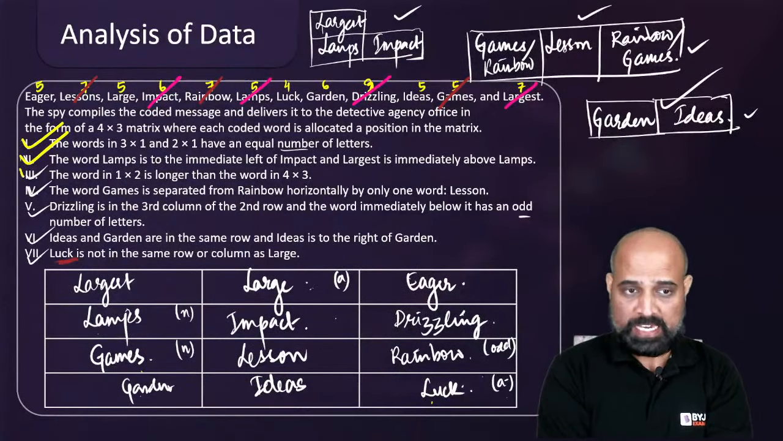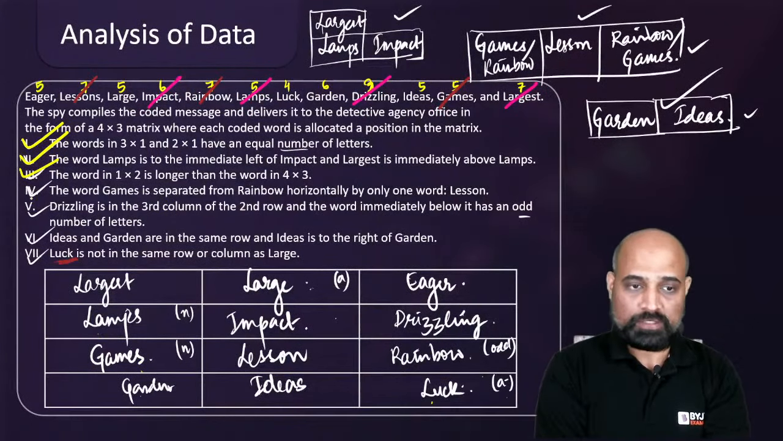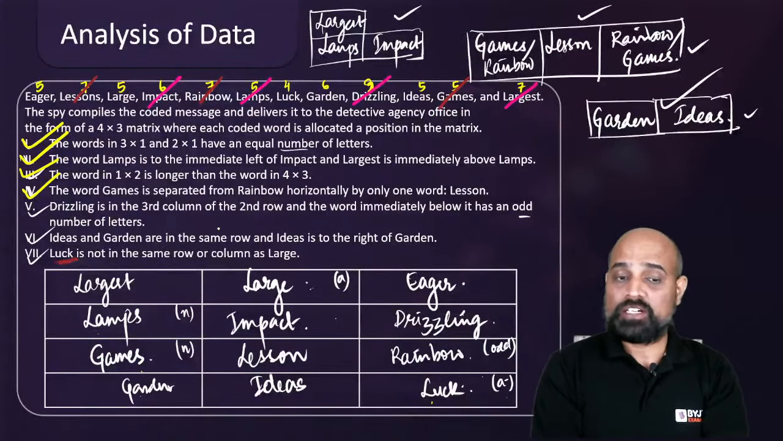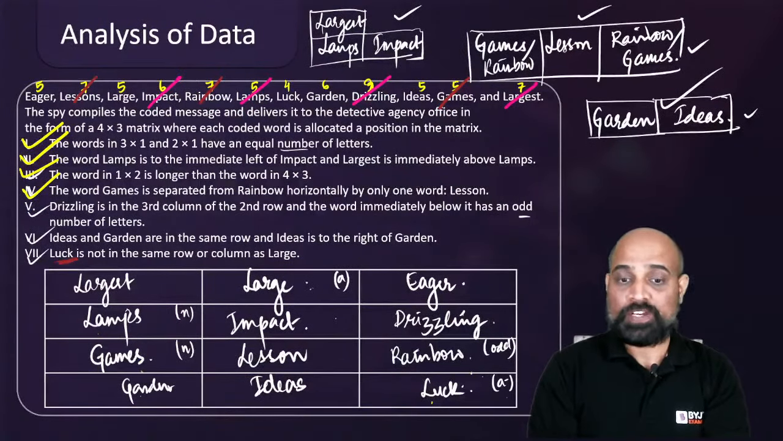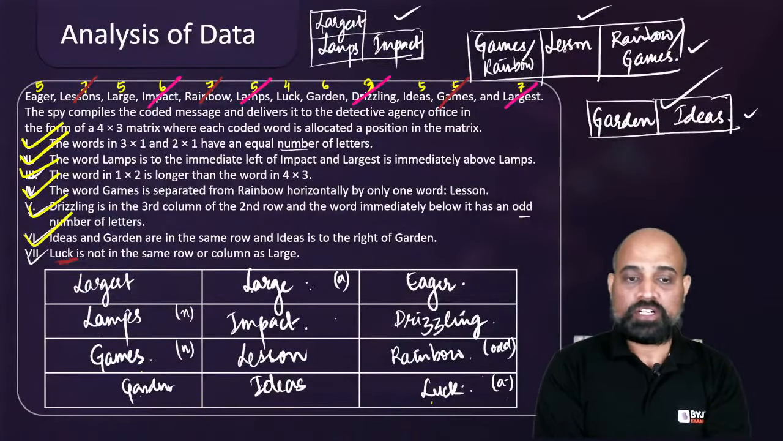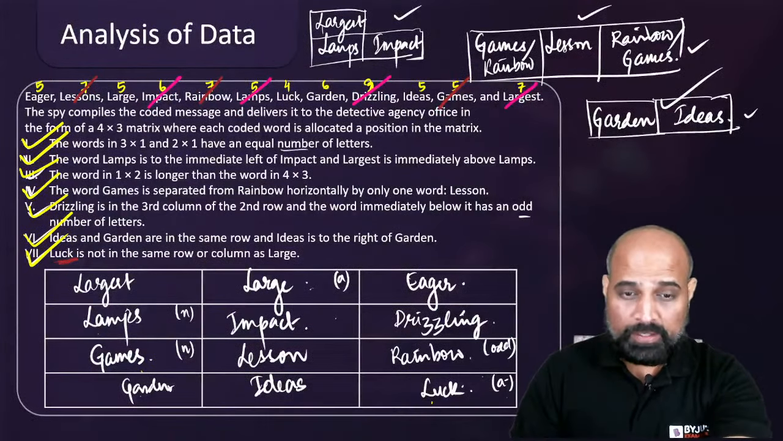The word in the first row and second column is longer than the word in the first row and third column: luck and large. Yes. The word games is separated from rainbow horizontally by only one word, which is lesson. Yes. Drizzling is in the third column of the second row, and the word immediately below has an odd number of letters. Rainbow has 7 letters. Yes. Ideas and garden are in the same row, and ideas is to the right of garden. Yes. Luck is not in the same row or column as large. Yes. Everything is fine, right?